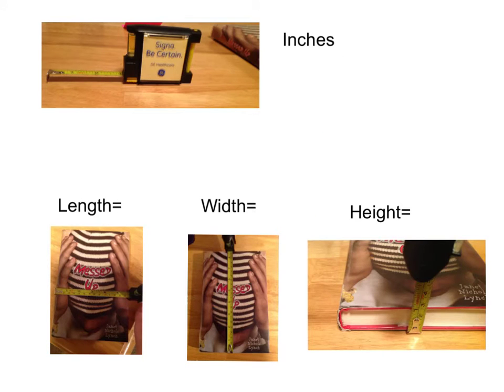I measured with a tape measure. I used a tape measure to measure in inches. The first measurement that I found out was the length. The length is 5 3/4 inches. Then I had to find out the width of the book.